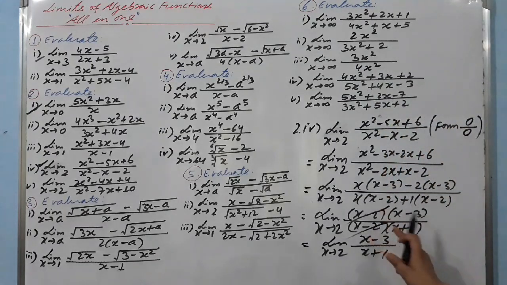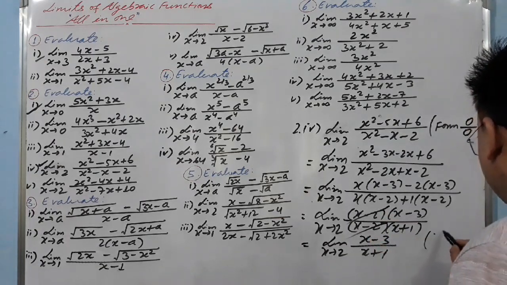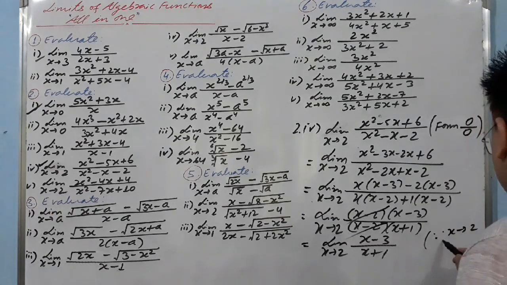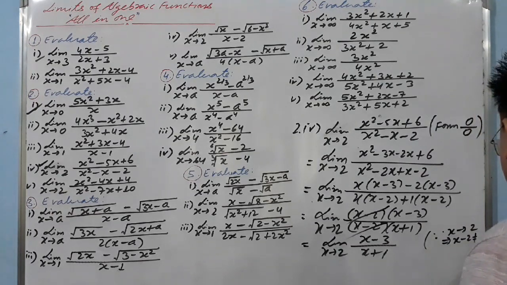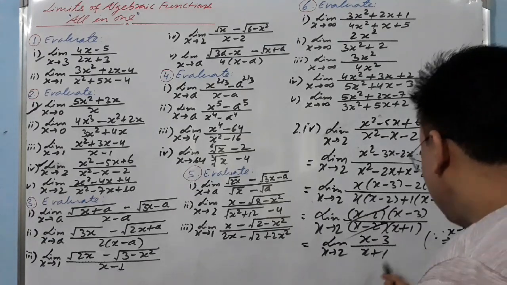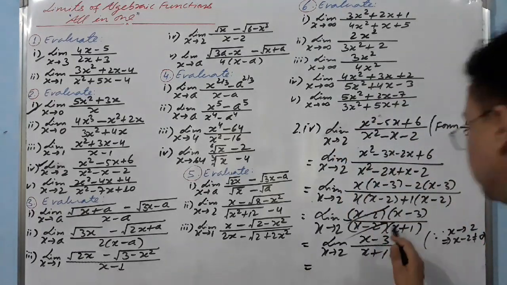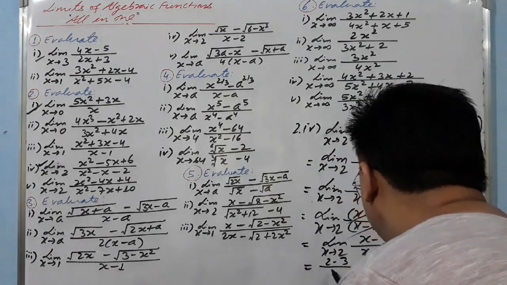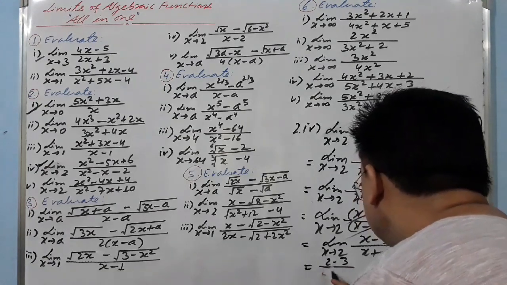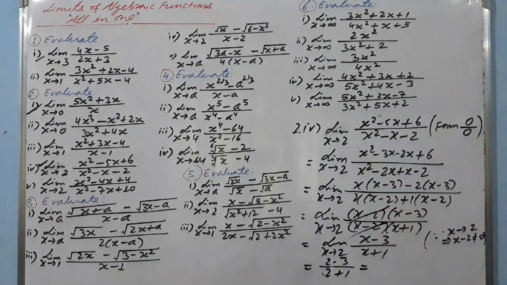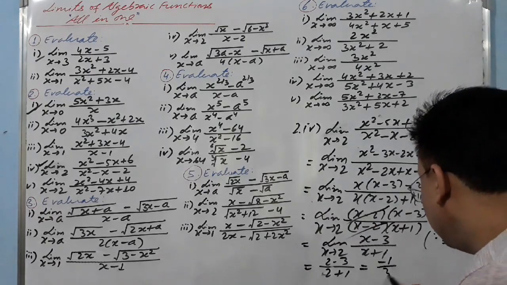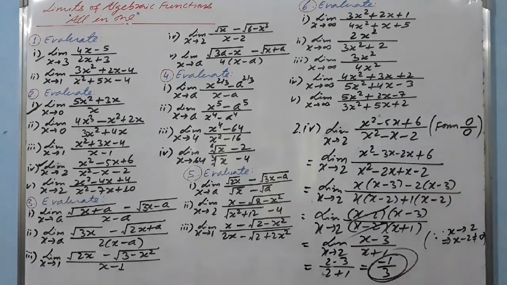Right? So as you know, x tends to 2 means x is not equal to 2. So you may write down, x tends to 2 implies x minus 2 is not equal to 0. So that's why we can cancel. This is the reason. Now this is not in indeterminate form, so 2 minus 3 over, sorry, here 2 plus 1, here you are going to get minus 1 upon 3. So this is the limit of the function.